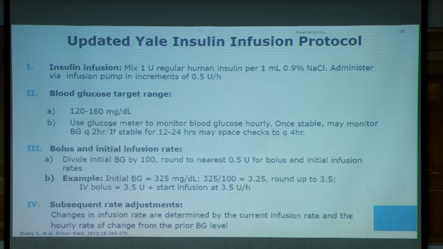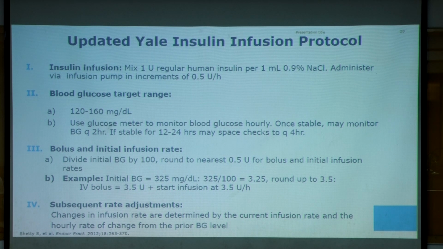For the bolus and initial infusion, how do we choose the dose of insulin? Divide the initial blood glucose level by 100. Whatever the patient's level when the patient comes, just assess the blood sugar level, divide it by 100 and give the nearest value. So how are you going to do it? For example, if the patient's blood sugar is 325, divided by 100 it gives 3.25 units. What you have to do is the IV bolus insulin should be 3.5, and the insulin infusion rate should be 3.5 units per hour. This is the way it is formulated in the Yale protocol.